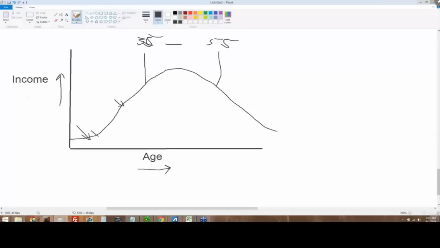This is income from labor. Okay, labor means you're actually working. I'm talking about like when you do work hard.